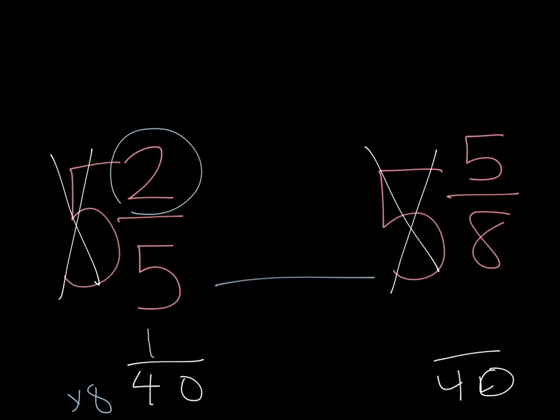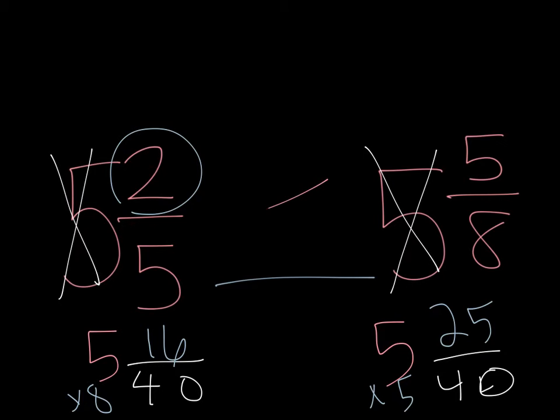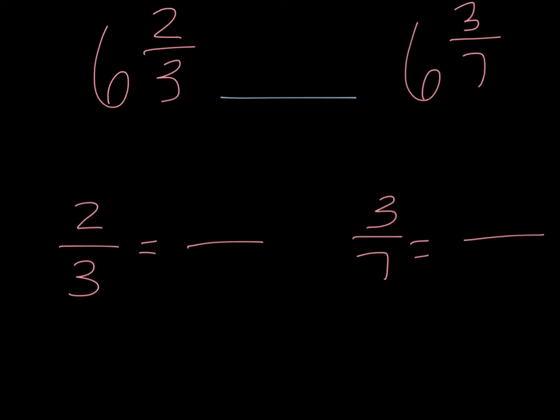2 times 8 equals 16. When looking at 8, we multiplied by 5 to get to 40. So we have to take 5 times 5 equals 25. So our new mixed numbers are going to be 5 16/40 and 5 25/40. We know that 5 16/40 is less than 5 25/40.